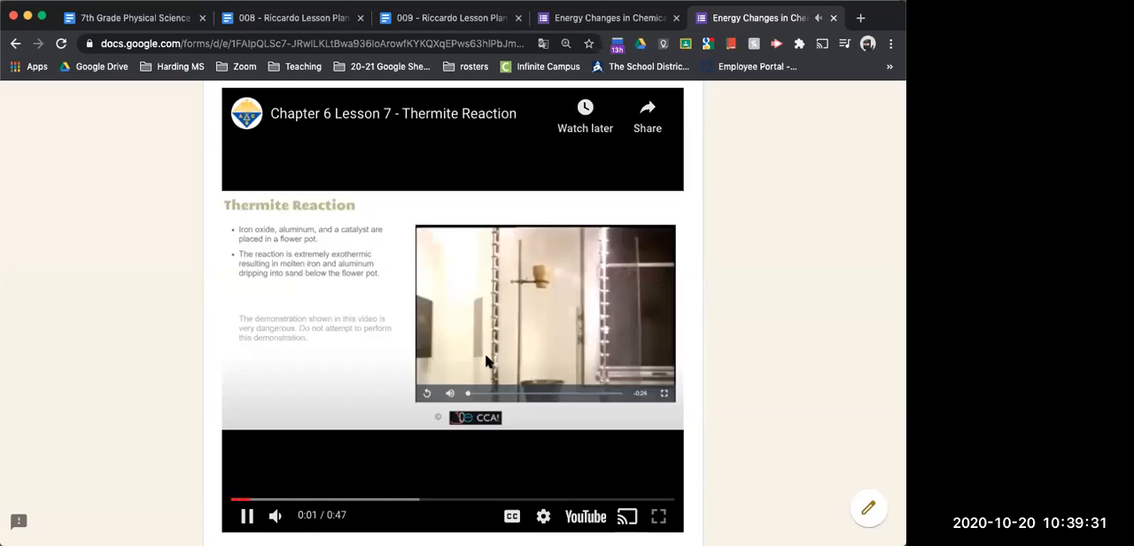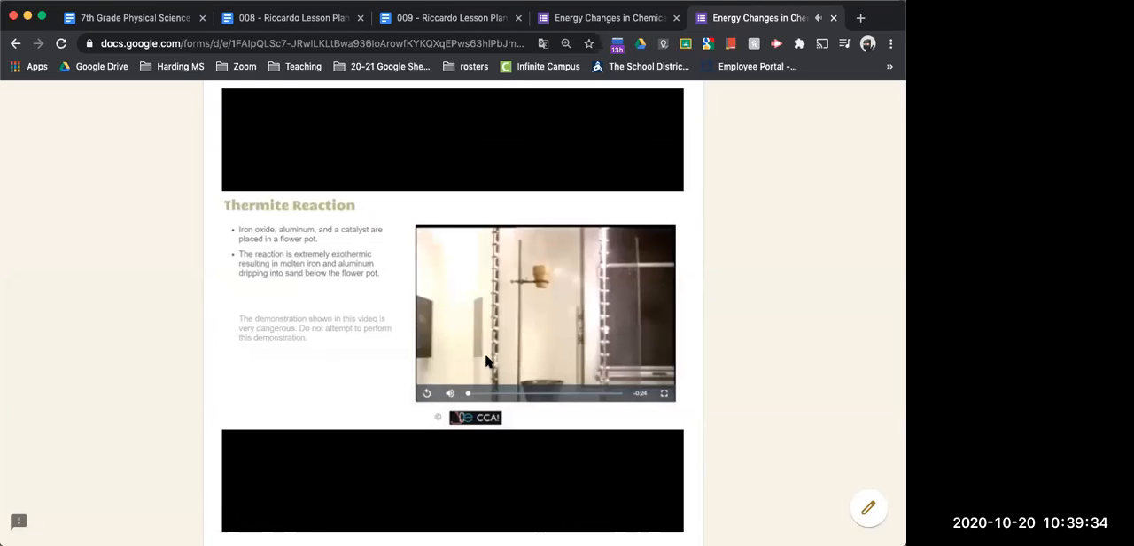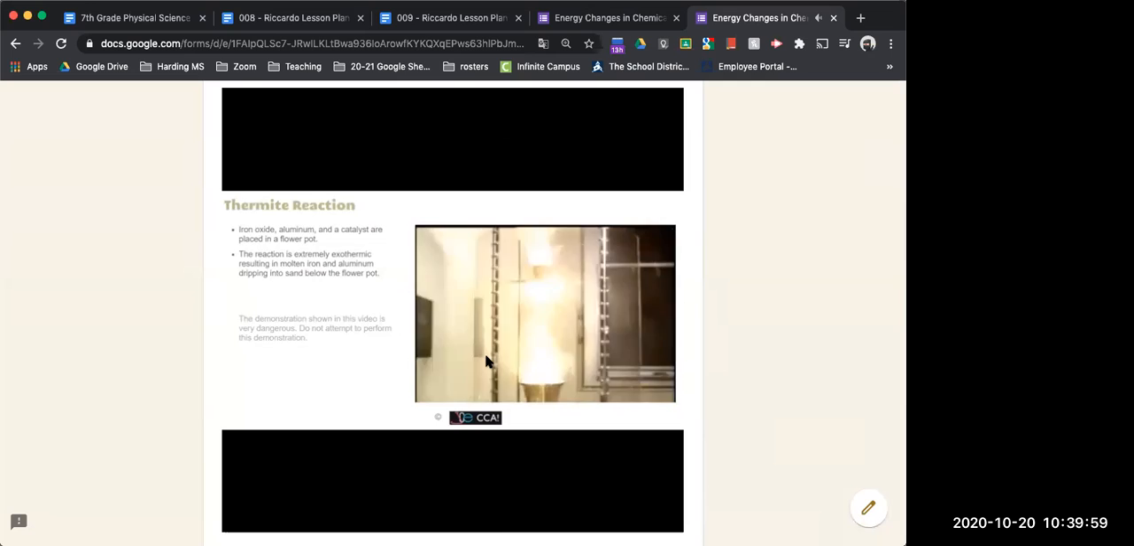The demonstration shown in this video is very dangerous. Do not attempt to perform this demonstration. This is the thermite reaction. In the flower pot, we have iron oxide, also known as rust, aluminum, and a catalyst. These will react to produce elemental iron and aluminum oxide. So much heat is produced in this reaction that the iron becomes a liquid. The heat is so intense that the molten iron could be used to weld railroad tracks together. This reaction is extremely exothermic.